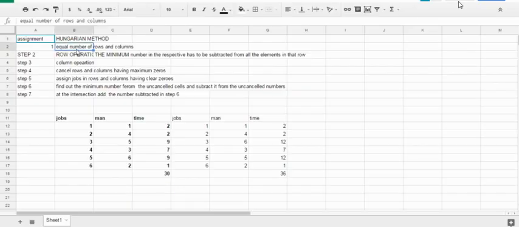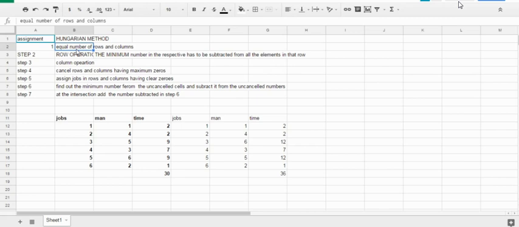First step was I have to see whether there are equal number of rows and columns. After that, I have to do a row operation. And what is the row operation? I have to find the minimum number in each respective row, and that number has to be subtracted from all the elements in that row. Then I do a column operation wherein I find the minimum number in the column, and that has to be subtracted from all the elements in that column.